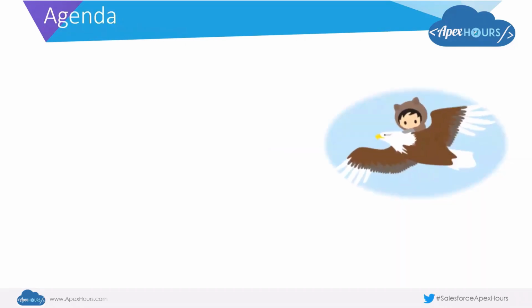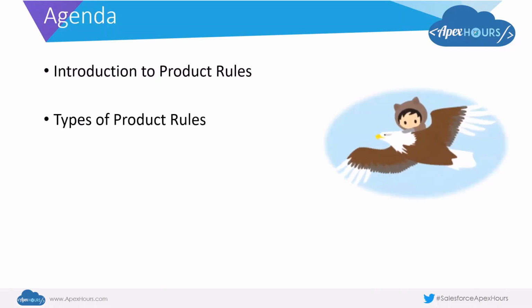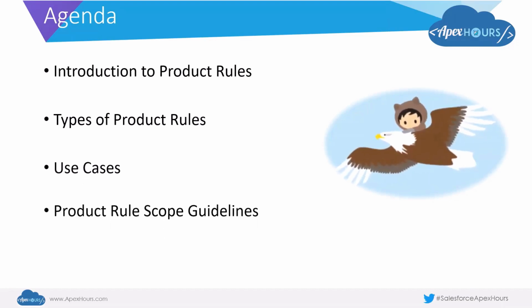So we looked at option constraints a few sessions earlier. Now let us look at the other type of configuration logic that Salesforce CPQ offers, which is product rules. So in this session, we would be looking at an introduction to product rules, types of product rules, use cases, and the product rule scope guidelines.